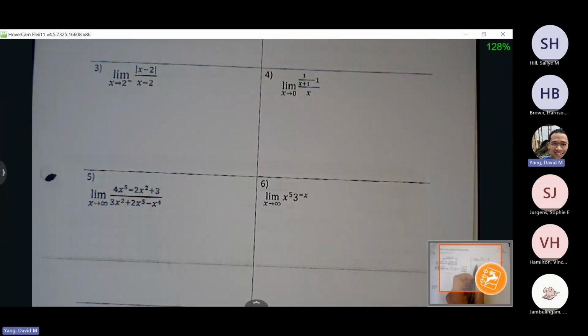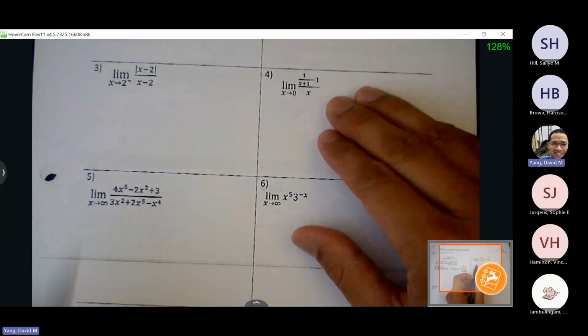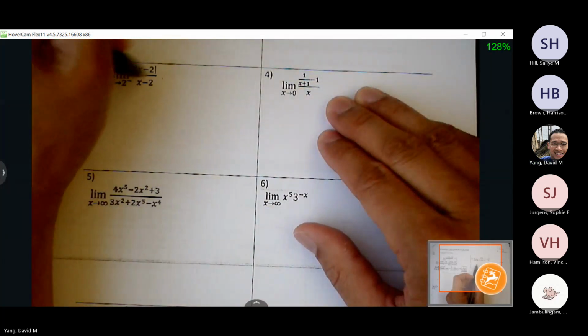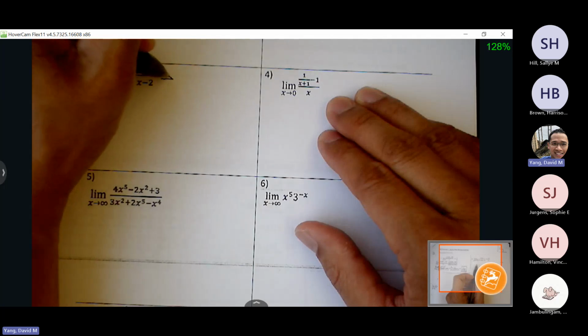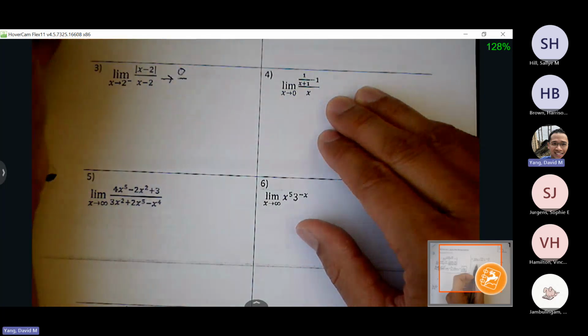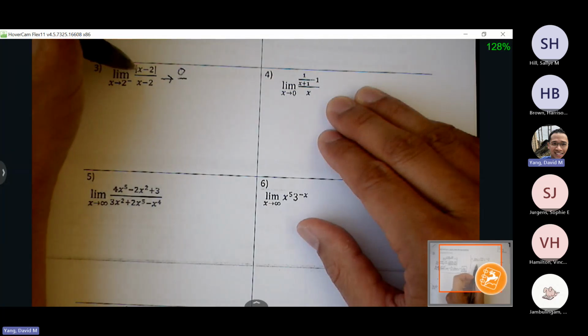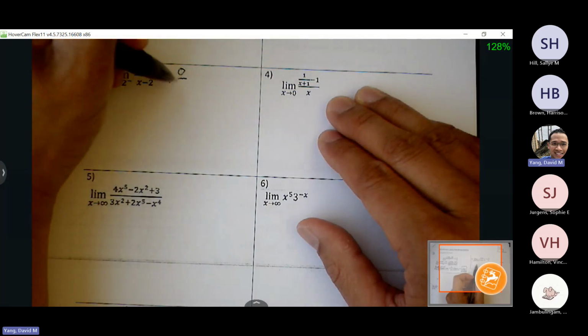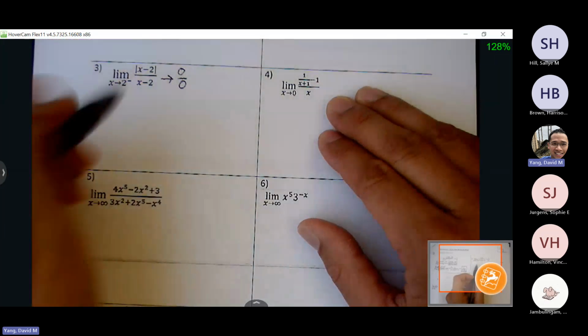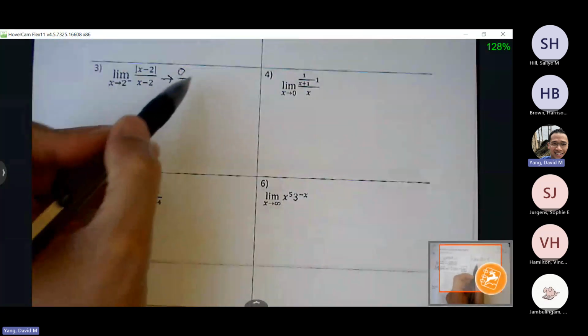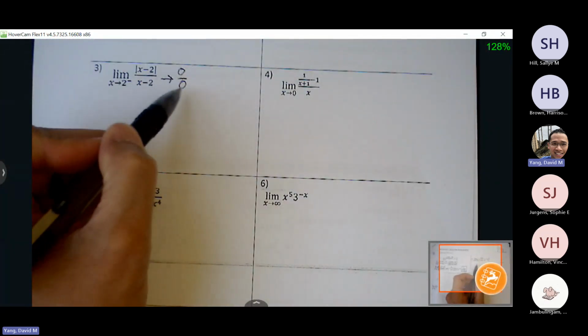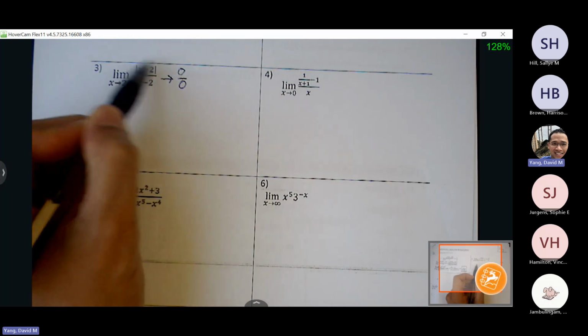Right, number 3, limit as x approaches 2 from the left. We do see a one-sided limit, but we always want to start off by convincing ourselves of the direct substitution. Here, as x approaches 2 from the left, we're getting 0 over 0. This is a little bit different though, because this is an absolute value function. Typically 0 over 0 tells us that there's a hole, but there's something a little bit strange about absolute values.